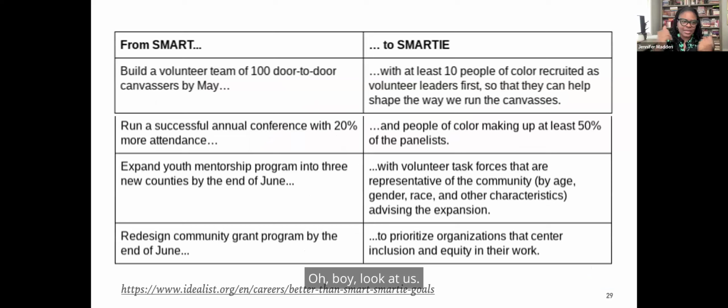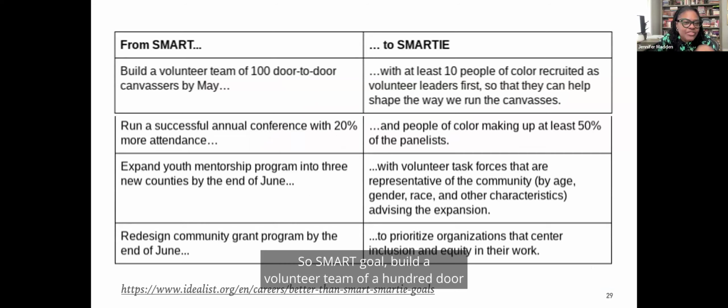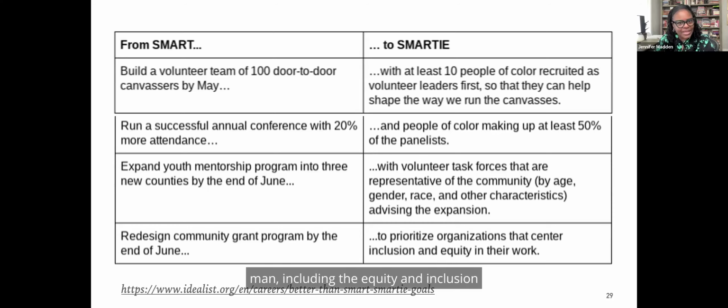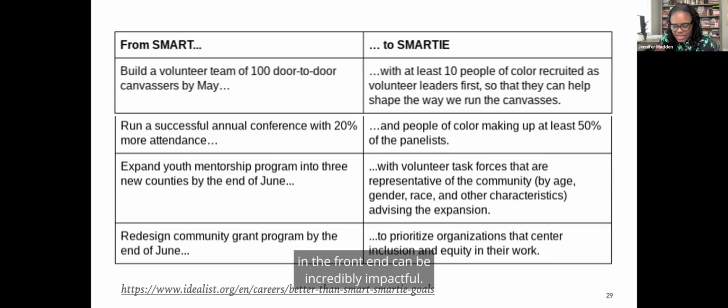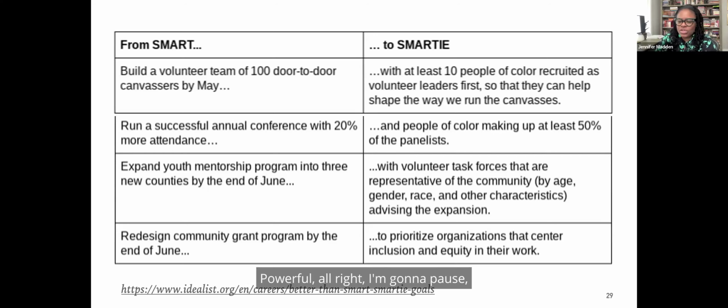Oh boy, look at us. So we can move from a SMART goal to SMART-T. So SMART goal, build a volunteer team of 100 door-to-door canvassers by May with at least 10 people of color recruited as volunteer leaders first so that they can help shape the way we run the canvases. Or, run the successful annual conference with 20% more attendance, adding the equity and inclusion, and people of color make up at least 50% of the panelists. Including the equity and inclusion in the front end can be incredibly impactful. So adding equity and inclusion to your SMART goals, powerful.